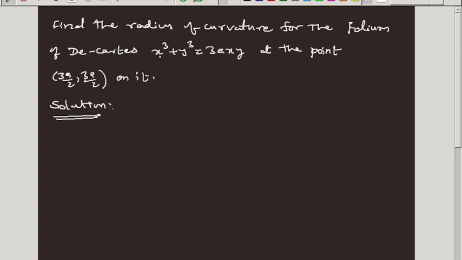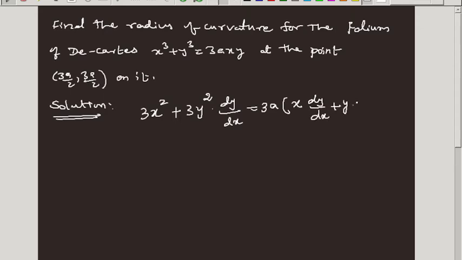If we differentiate with respect to x, x cube we can write as 3x square, plus y cube we can write as 3y square y1. Then on the right side, we differentiate 3a into x y. We must apply the product rule. So x into y differentiation is dy by dx, plus y into x differentiation is 1.